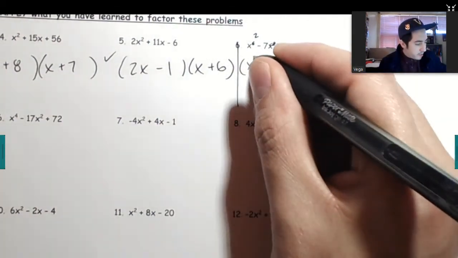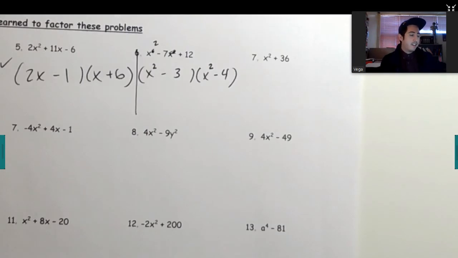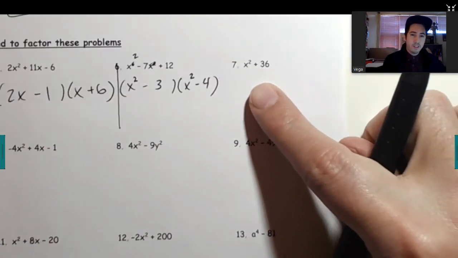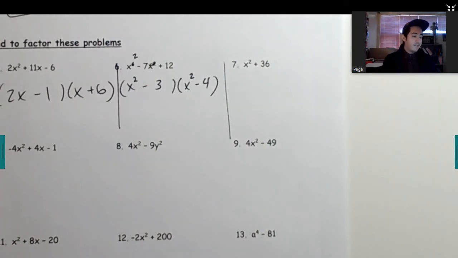And remember, it should be squared because it was x to the fourth starting off. So that's how you do that one. It's a practice thing. Keep practicing. This one, I don't think it's factorable. This one's not factorable because it's not a difference of squares. Is it factorable? No, I don't think it is.